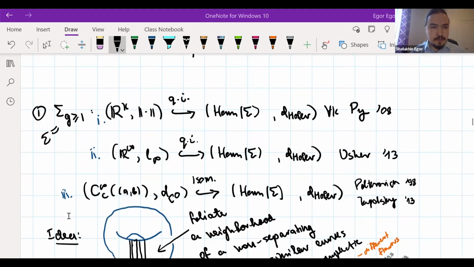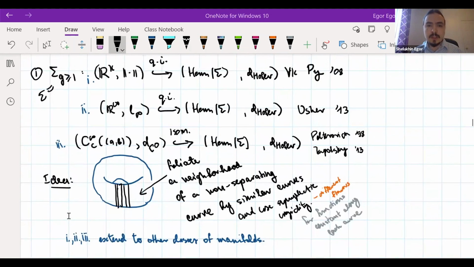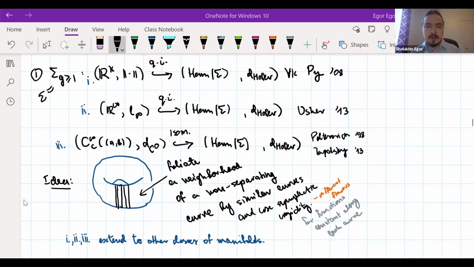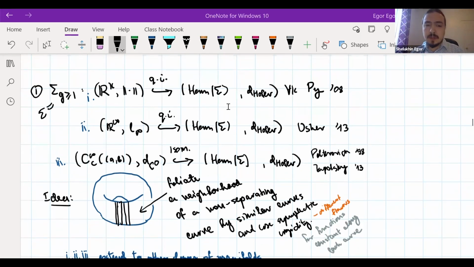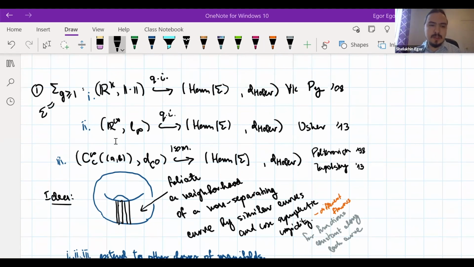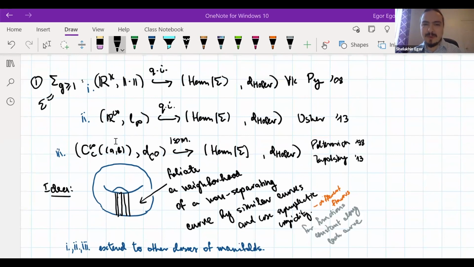For surfaces of genus at least one, we have plenty of results. So we know that R^k with any norm embeds quasi-isometrically into Ham. We know that R^infinity with the L infinity metric embeds quasi-isometrically into Ham. And even more, we know that the smooth functions with compact support on an open interval, with just the sup norm, the C0 norm, embeds isometrically into Ham of Sigma.